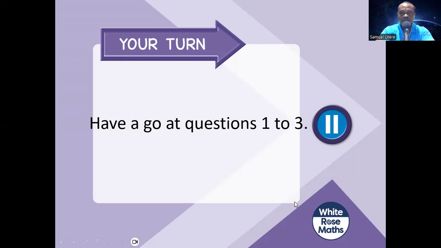Remember, ascending means going from the lowest number to the highest number. And descending means going from the highest number to the lowest number.